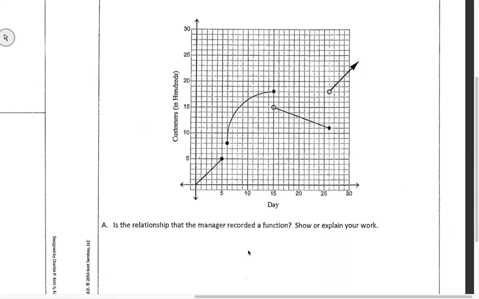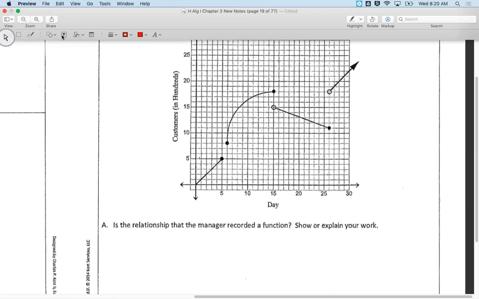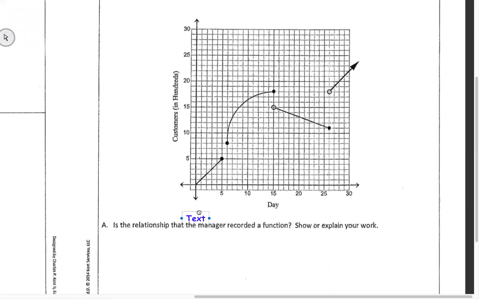Drew, yay or nay? Function? Yes, I think it is a function. Why? Because when the points are on the same line, one of them is open. Very good. Yes, because it passes the vertical line test.